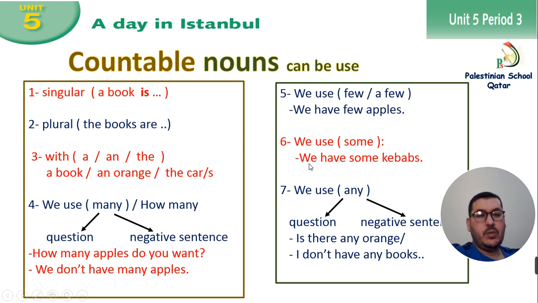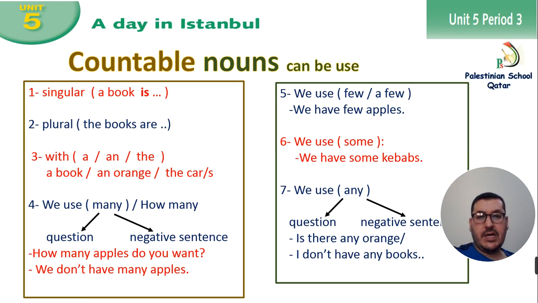For example, we have some kebabs. Number 7, we use countable nouns with any, and any we use only with a question: is there any orange? Or we can say it with a negative sentence: I don't have any box. So number 7, we can find any and we can find many, and these two we use with a question and with a negative sentence.